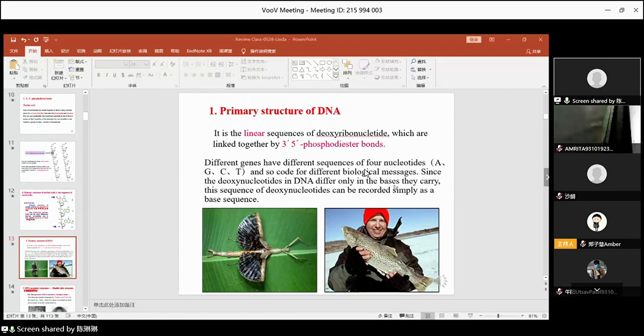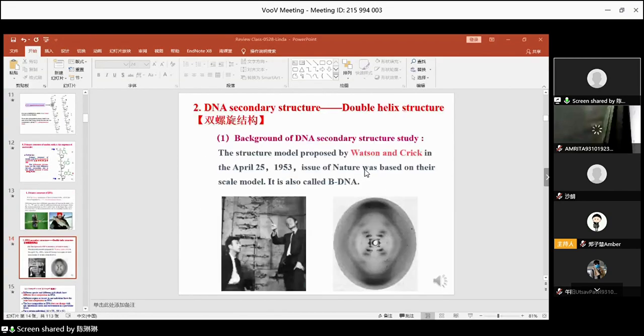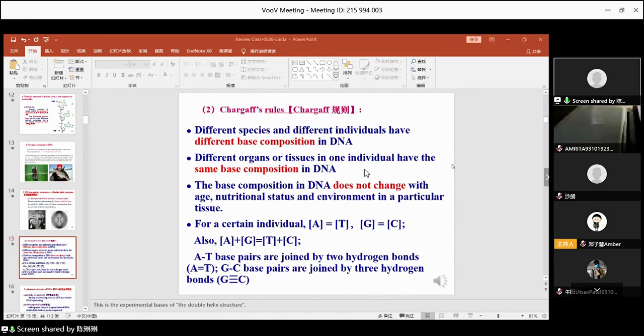Okay. And the next one is about the DNA secondary structure. You should remember that it is a double helix structure. It is a double helix structure. And about the double helix structure, you should know Chargaff's rule. Chargaff's rule. And there are 4 key points.